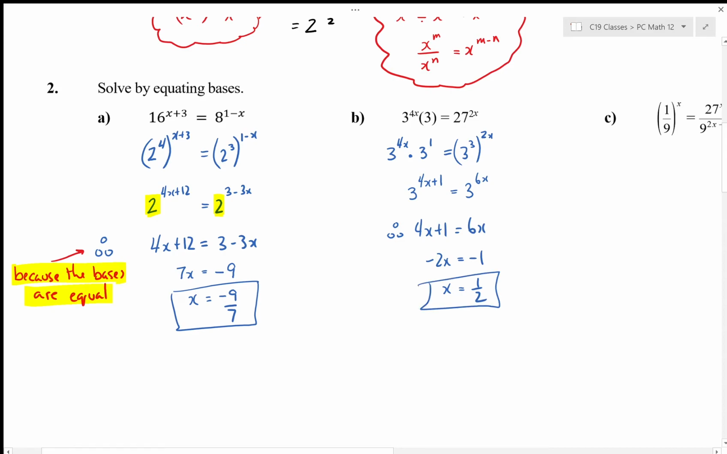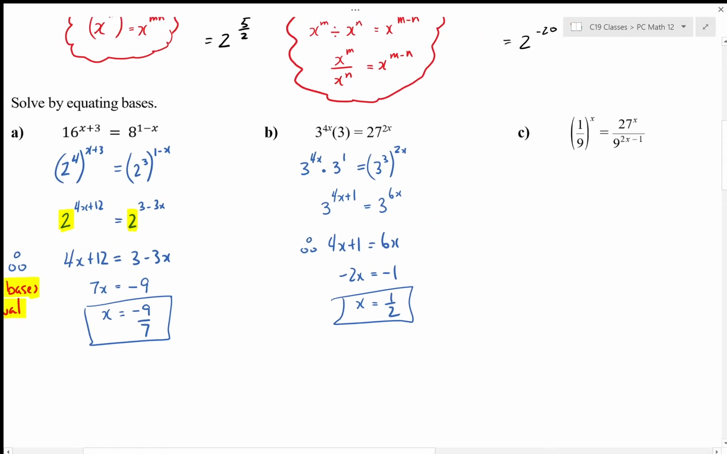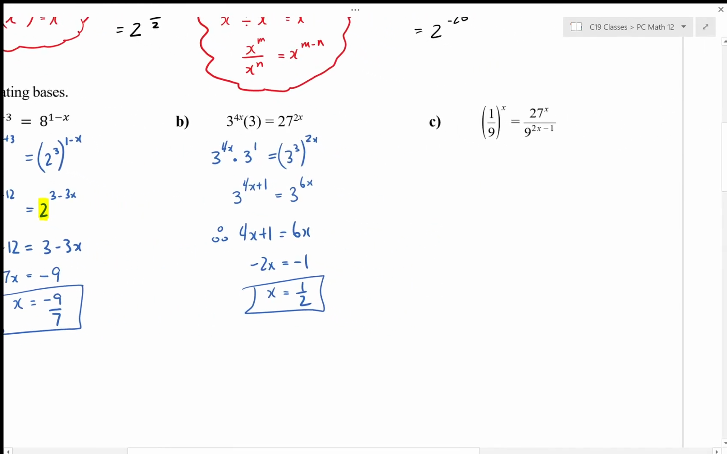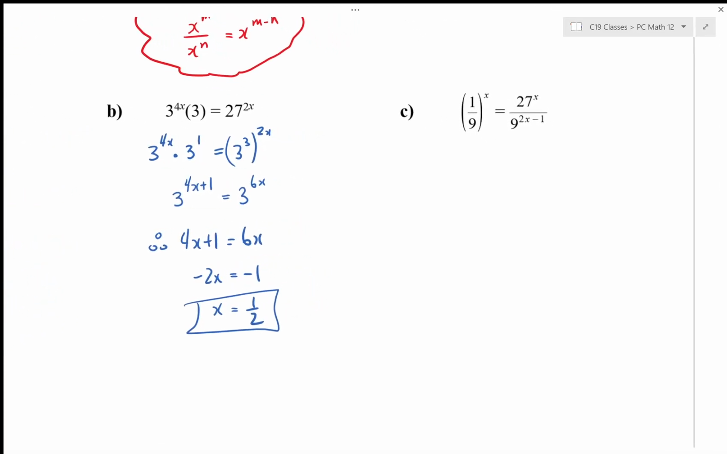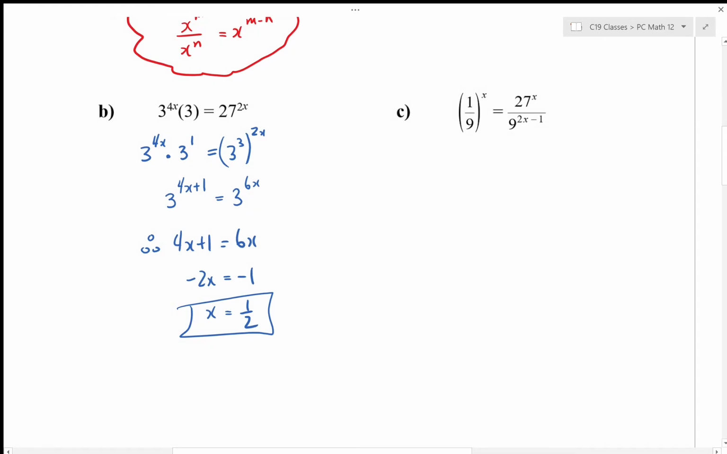Okay, but I had to do a little bit of exponent law stuff. Okay, last question. We keep these pretty nice. This equating the bases is not too bad. We're not having to do logs yet. They get a little hairy next chapter. Okay, so we have 1/9, 27, and 9, which are all base 3 numbers again. So I'm just going to rewrite some of these.